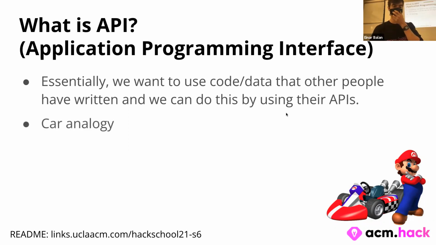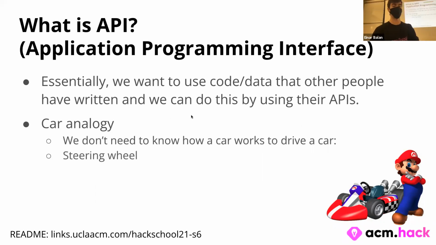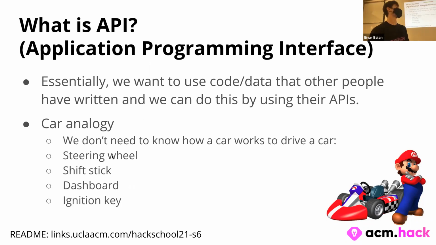So think about a car. No matter what kind of car you're driving, the controls function the same way. The steering wheel always changes direction. The shift stick always changes gears. The dashboard shows a bunch of essential information. And the ignition key you use to turn on the engine. You don't really need to know how these all work, you just know what they do. And that's basically how an API functions. You don't need to know the details of the code, you just need to know how to interact with it. And that's what the API defines.